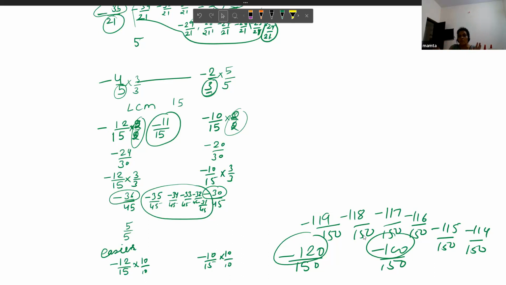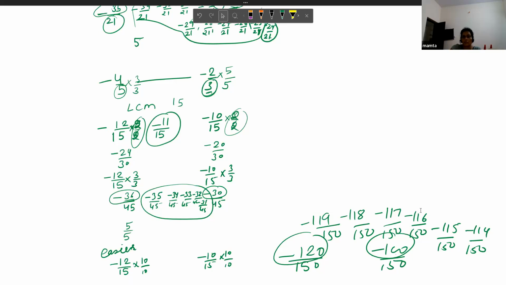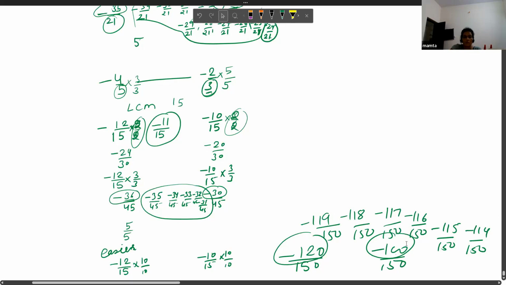And if, after making the denominator same, you cannot write the required numbers, then you need to multiply with some number so that we can get more numbers between the two given numbers. Okay. Anubhav, clear? Yes, ma'am.